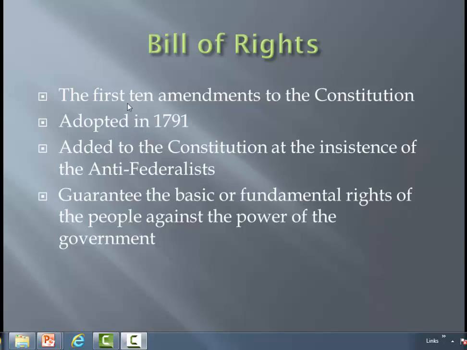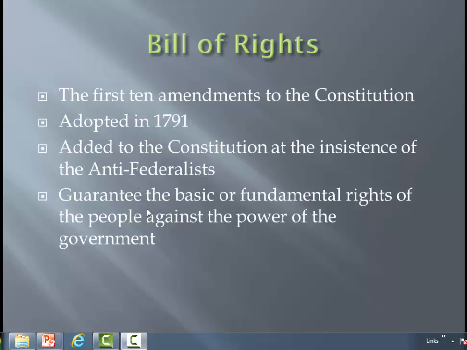The first 10 amendments to the Constitution are called the Bill of Rights. They were adopted in 1791 after the Constitution was ratified. So they're not part of the original document; they were added after. That's why they're called amendments. They were added because the Anti-Federalists wanted certain things written down in the Constitution. They didn't want to just be told they had these rights. They wanted them written down.